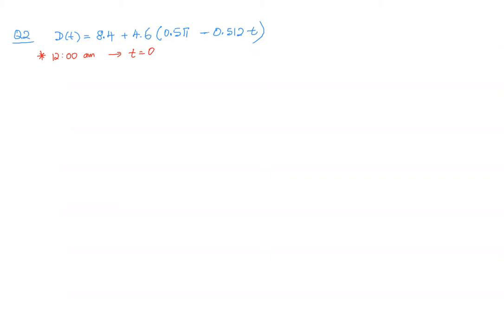So if 1 p.m., what will be your T? Can someone tell me? 13. Yes, 1 p.m. is 13. So that is how you have to get used to all this. You have to see where is the starting point. I can start at 8 a.m. as T equal to 0, and from there you trace. You get me?